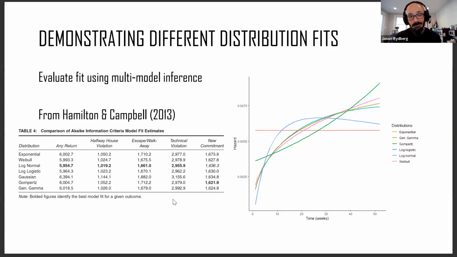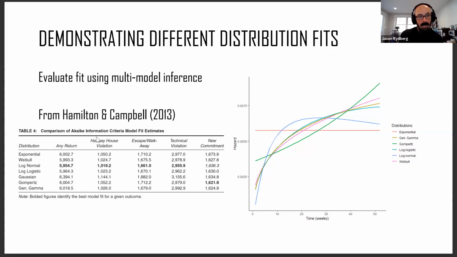We use multi-model inference. This is a great article. Hamilton and Campbell looked at, and all these examples have to do with parole failure and that kind of thing, but it's a great place to utilize these methods. We can see all these different types of outcomes, any return to prison, when they had a halfway house violation, et cetera, and then estimating null models, like these here, and comparing.